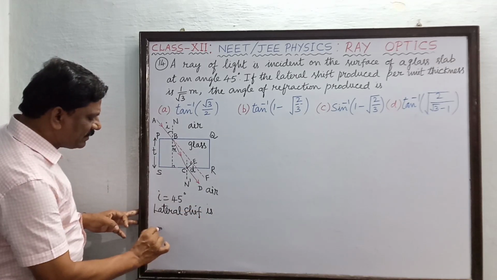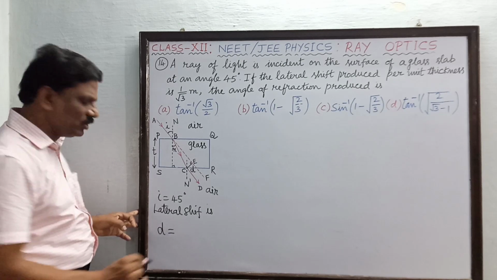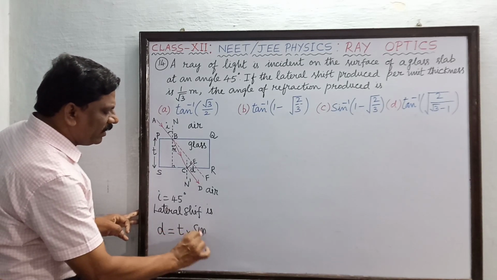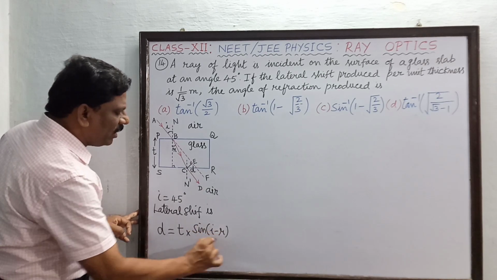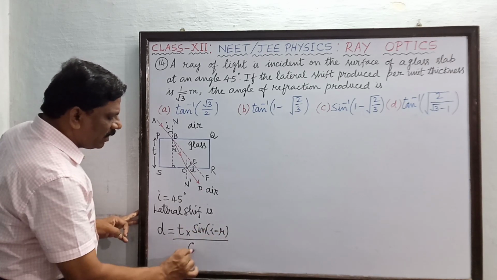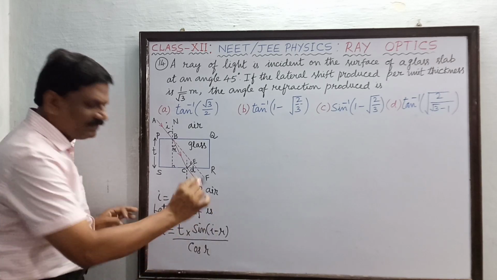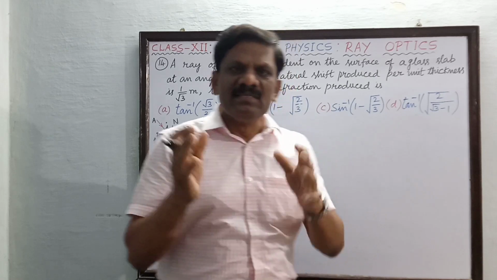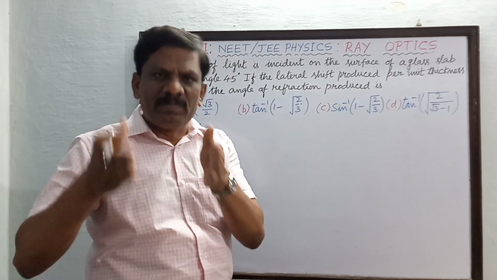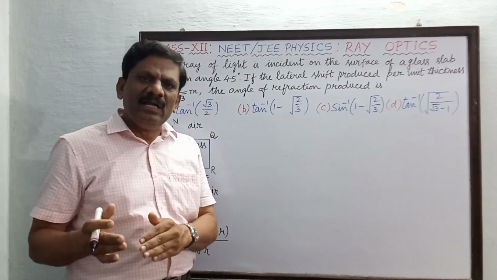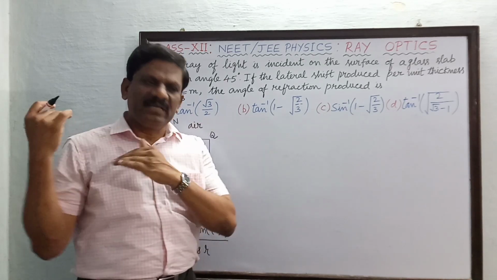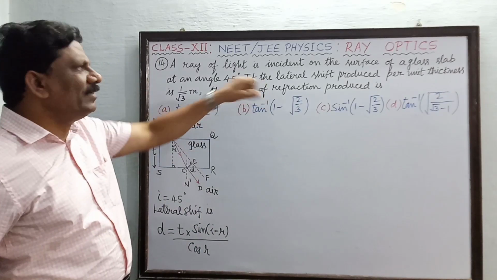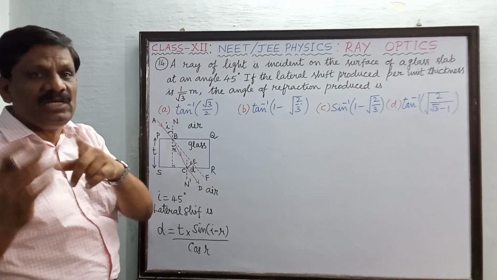The lateral shift is given by d is equal to the thickness t into sine of (i minus r) divided by cos r. So students, what is d here? d is the lateral shift, which is the perpendicular distance between the emergent ray and the direction of the incident ray extended. What is given in the sum? Read again and again till you understand.